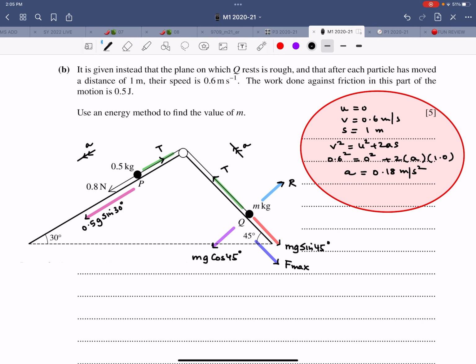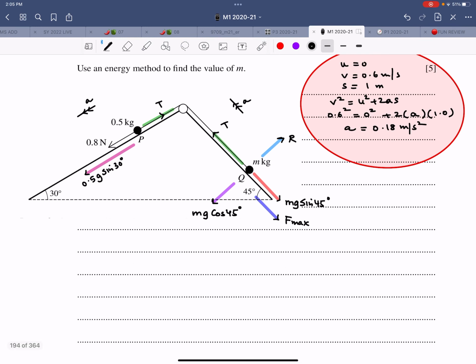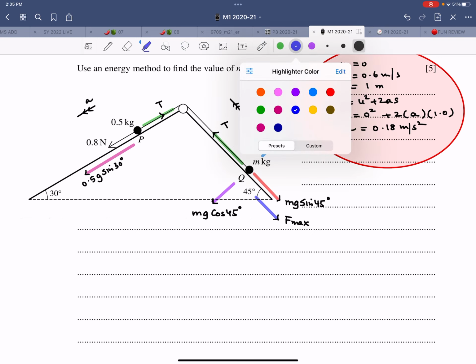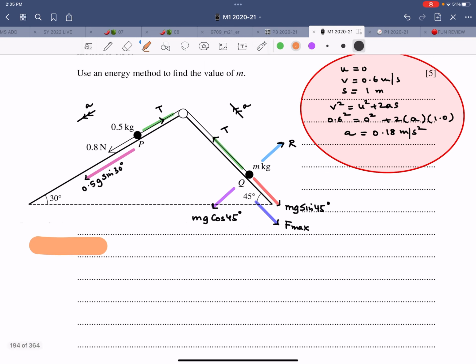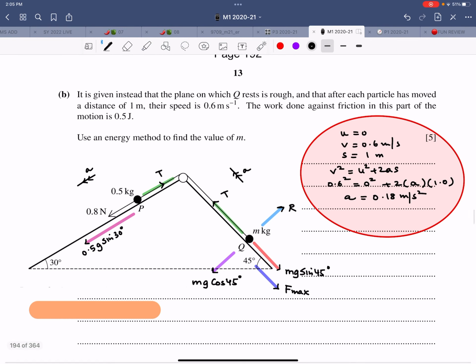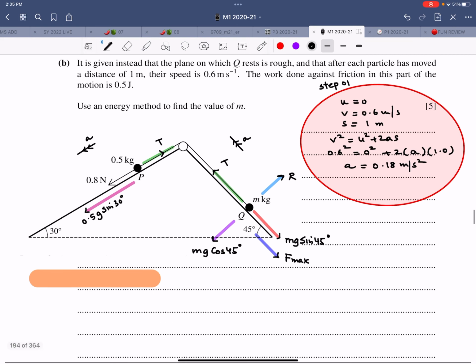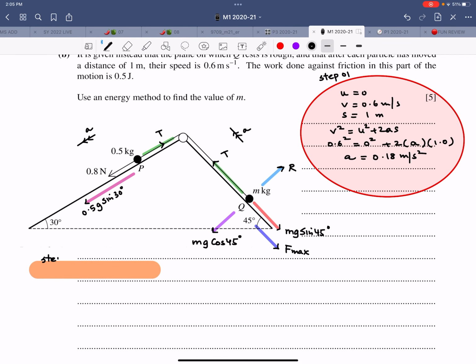Now, if I focus on particle P, so now the next thing is focus on particle P. So this, you can label the steps. This is step 1. And this one is step 2. That is focusing on particle P.